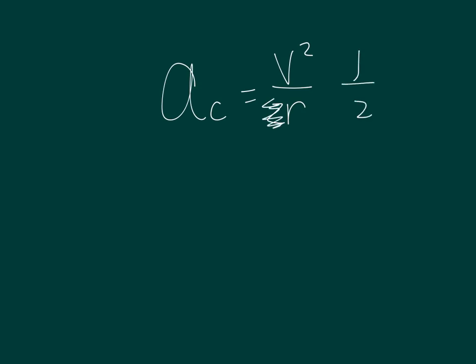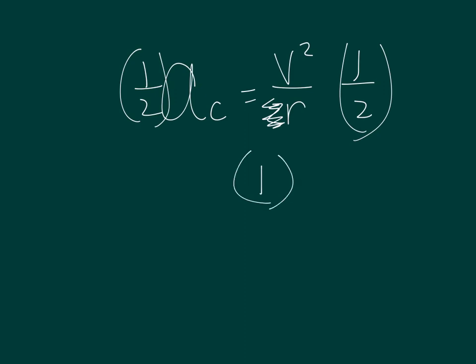Next we have 91. If the radius of the curvature of the path were doubled, what would happen to the centripetal acceleration? A of c is equal to v squared over r. So if we double the radius, we have to bring 1/2 outside, and we have to do the same thing to the other side. So the centripetal acceleration is halved, which is choice 1.